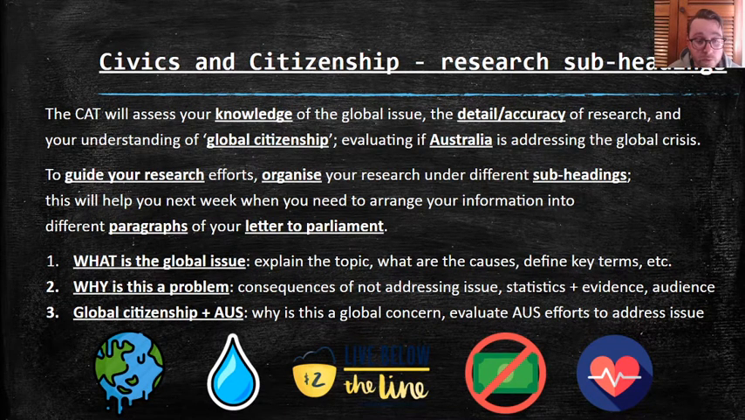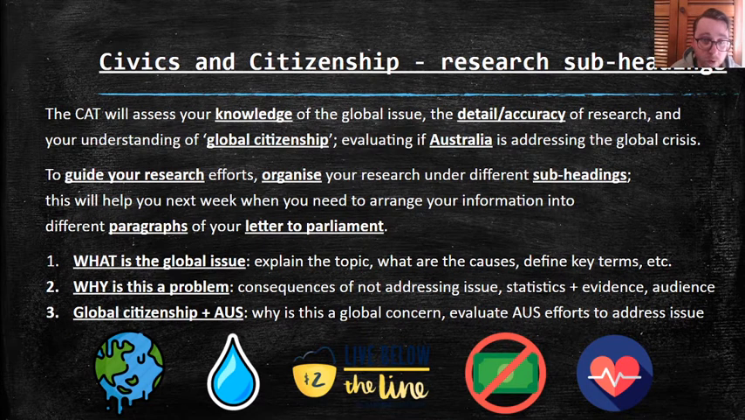So why is this a problem? Why is climate change a problem? Why do we need food security, etc., etc.? So this is where you put in the effects, the consequences of not addressing the issue. So what happens if we don't do this? So you include statistics, evidence, the audience, so who is being impacted by these problems, because it's probably going to be Australians, but also the world, because these are global issues. And that's a nice little connector, nice link into your third paragraph, which is assessing whether or not Australia is being a global citizen. So why is this a global concern?